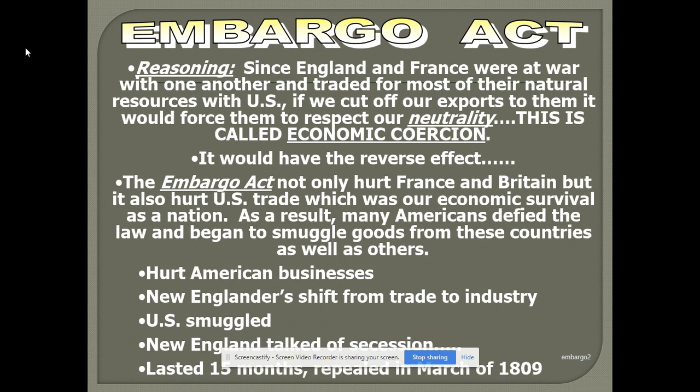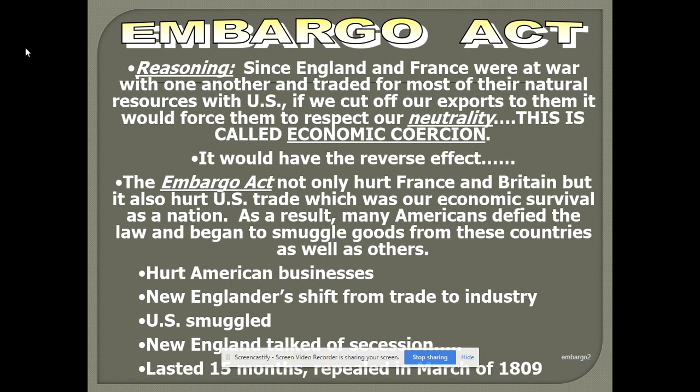New England gets really upset. They talk of secession. It's kind of ironic that South Carolina is the first state to secede from the Union. And so it's often thought that just the Southerners were the first ones to talk of secession. Actually, it was New Englanders, the Northerners, back in the first decade of the 1800s, to end up getting rid of it. Now, it only lasts for about a year and a half, a little less.